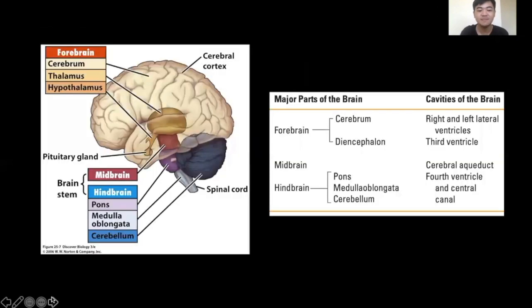So the brain can be divided into major parts. We have the forebrain, midbrain, and the hindbrain. The forebrain contains the cerebrum, the thalamus, and the hypothalamus. And then we have here the midbrain. And then the hindbrain, we have the pons, the medulla oblongata, and the cerebellum. So the midbrain and the hindbrain are collectively called the brainstem.